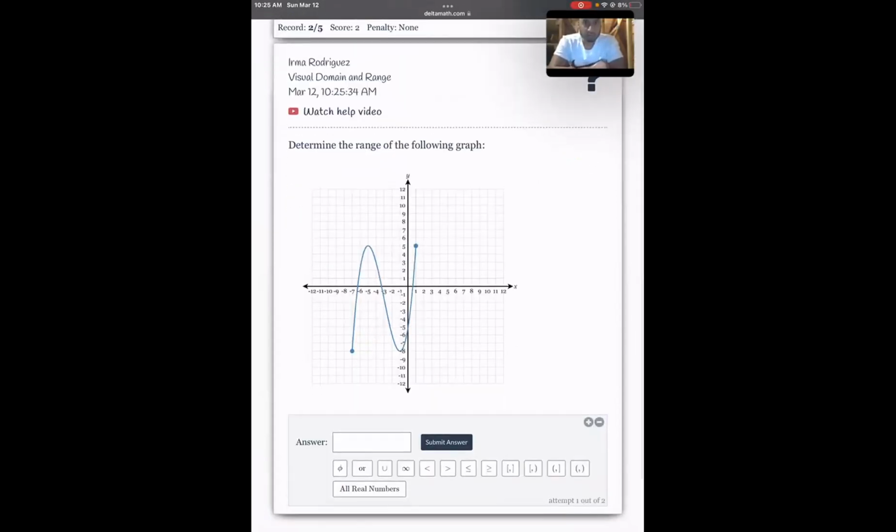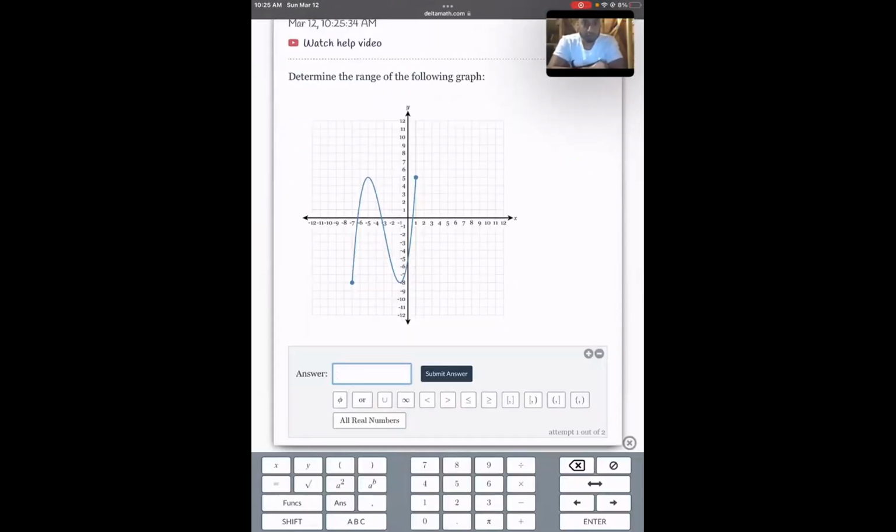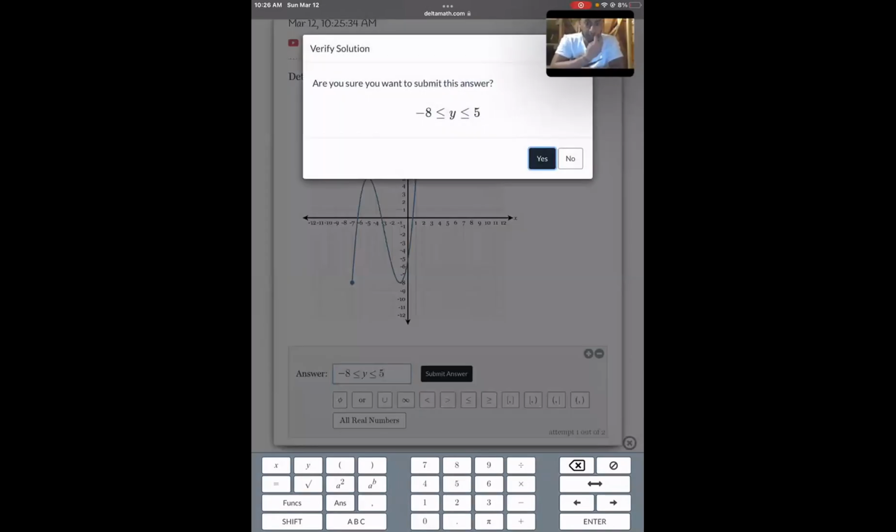Okay, range, smallest y value, biggest y value. -8, -8. Less than or equal to y, less than or equal to biggest y value. 5. Yep, good.